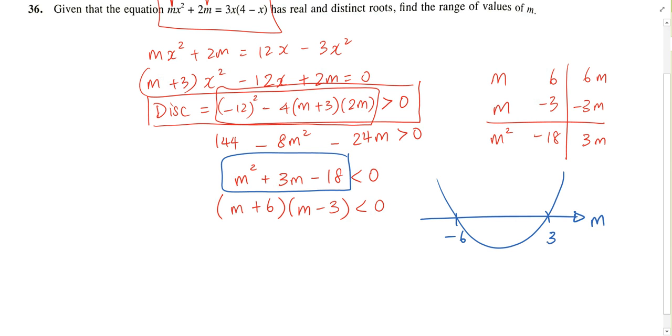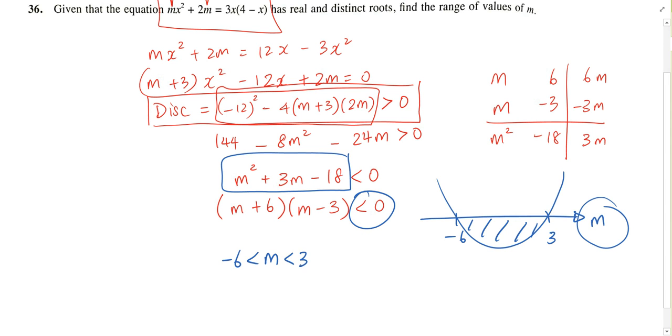-6 and 3. Okay, it will intersect at 2 points. So I want the region that is less than 0. So above or below the m-axis? Below lah. I want less than 0, so it must be this region. Therefore, my range of answers will be m ranges from -6 to 3.